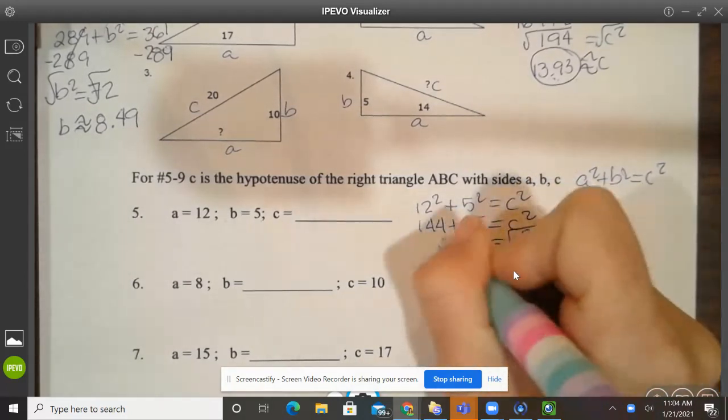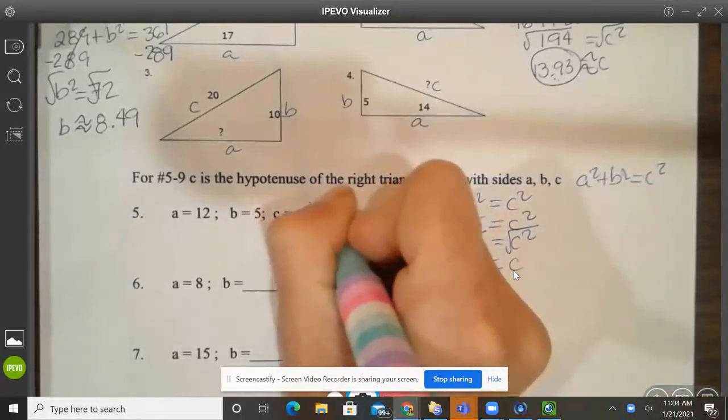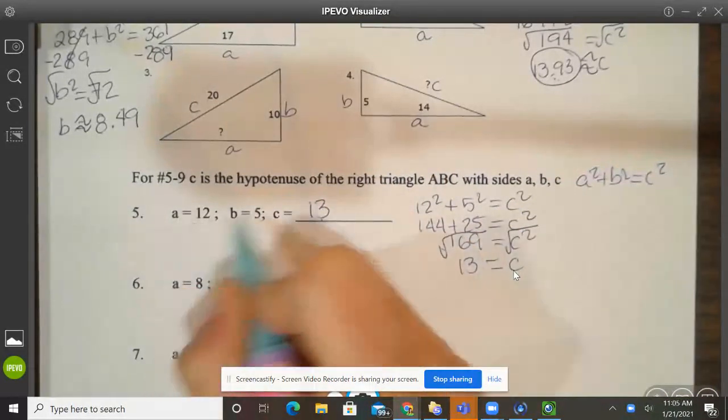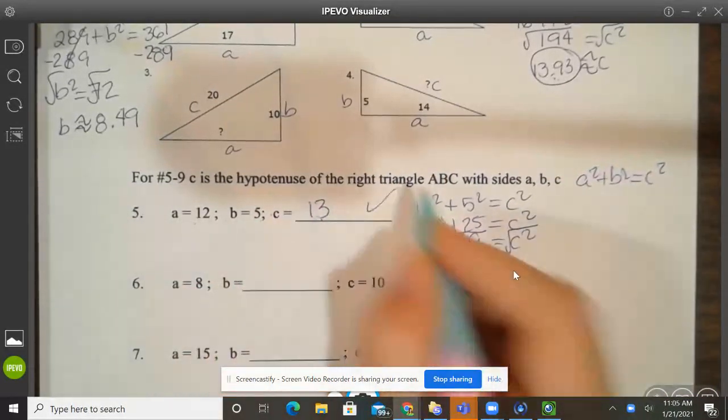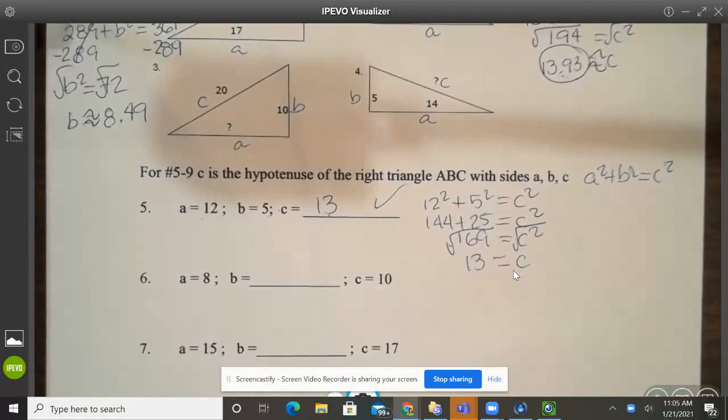You take the square root to undo that. So that C equals 13. And that's it. So notice that 13 is bigger than 12 and 5. So that's good. So you always have to kind of check your answers. Otherwise it doesn't make sense.